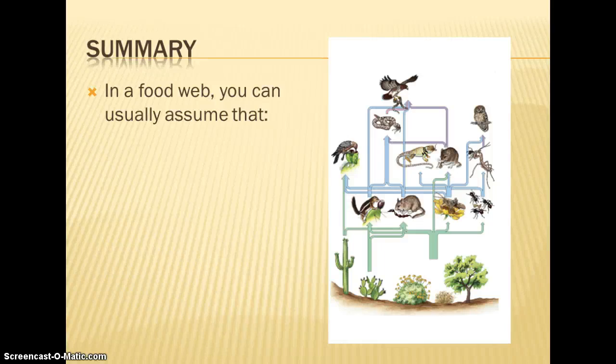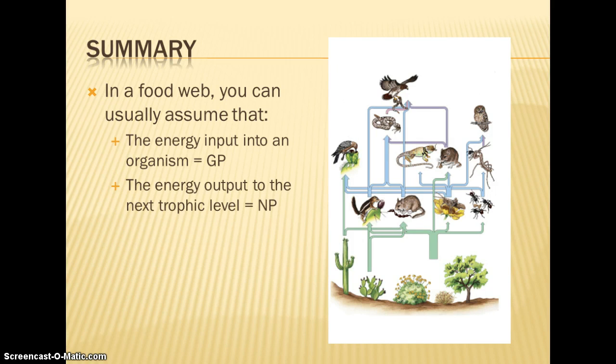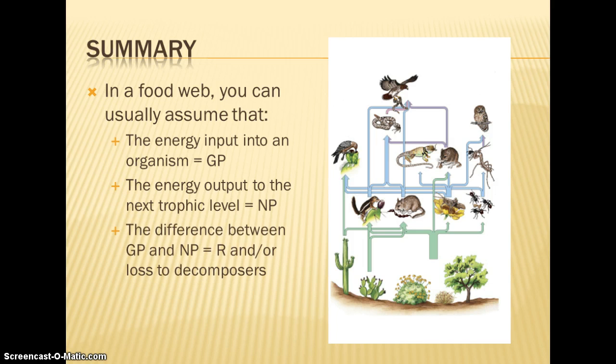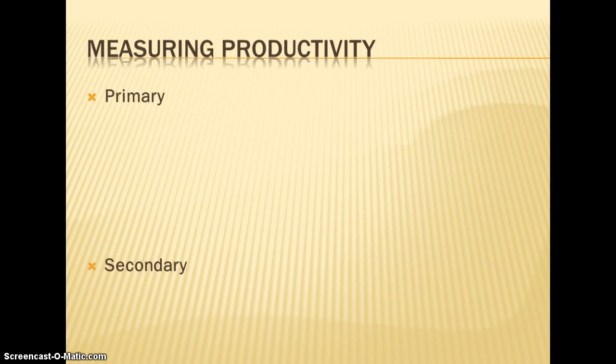To summarize productivity, you can usually assume that any of the energy that's input into the organism is gross productivity, and the output to the next trophic level is your net productivity. And then the difference is always respiration. And you could also include loss to decomposers.